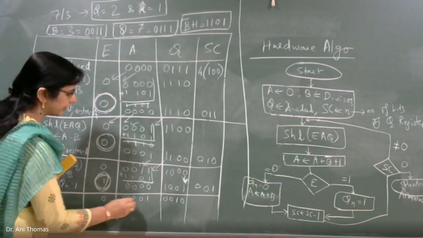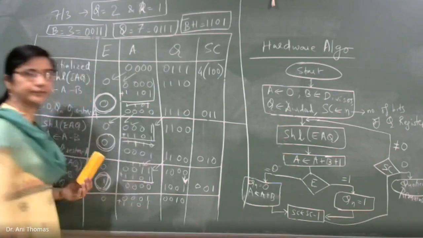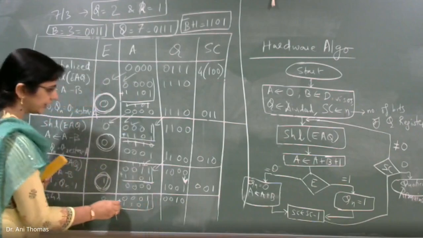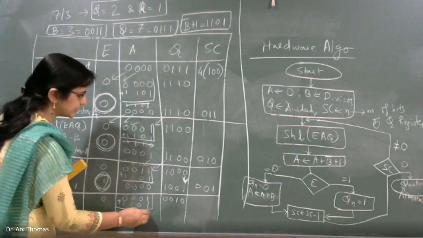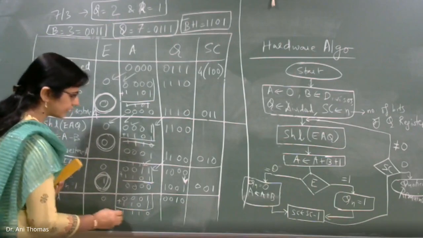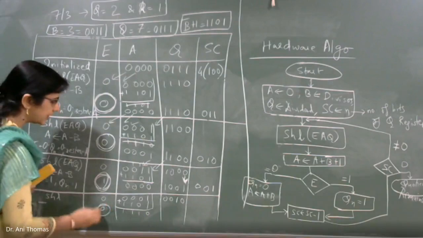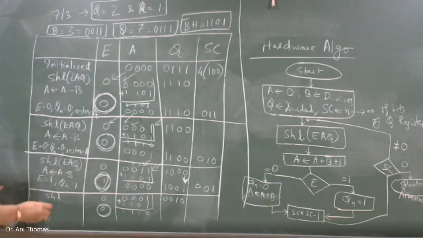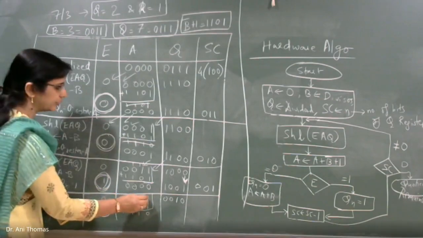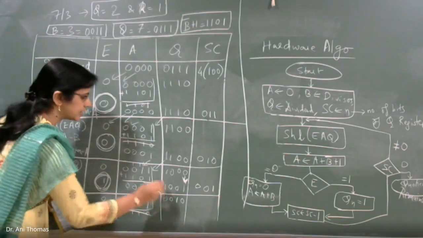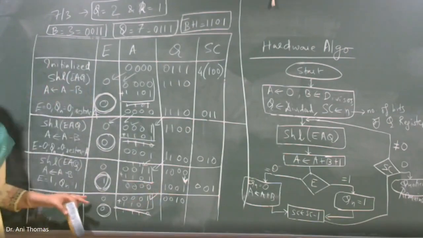So we do 1, 1, 0, 1 plus 1, 1, 0, 1. But we are getting here 1 plus 1 is 0 with 1 carry. 1 plus 0 is 1. 1 plus 0 is 1. We are getting E as 0. E as 0 again. So for that we will restore the value. We will not keep this value. We will restore the value 0, 0, 0, 1.